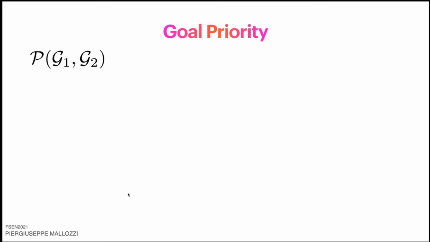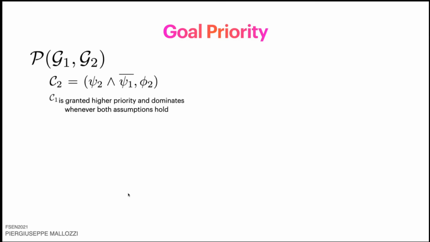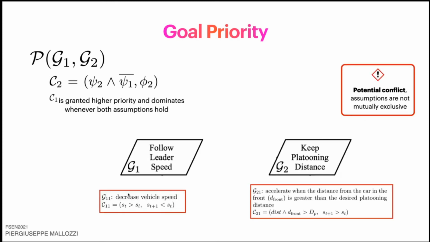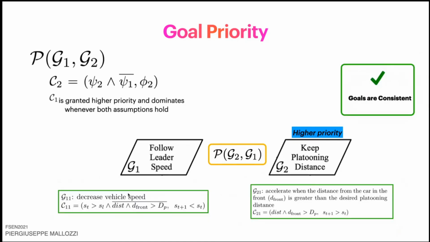Okay, so the goal priority basically defines a priority among the two goals. We can choose this operation in order to grant higher priority to one goal, so that when both assumptions are true, one goal dominates the other goal. In the example before, if we grant priority to keeping the platooning distance, so as not to crash the vehicle, before listening to the leader, then the assumption is automatically modified in a consistent way, which is also mutually exclusive.